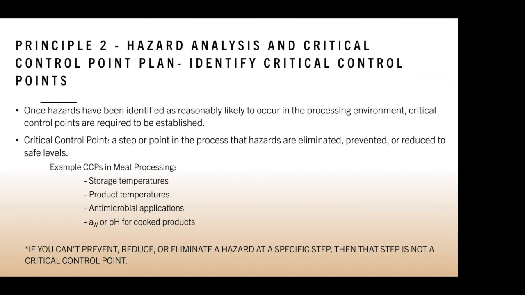Example CCPs in meat processing could be storage temperatures, product temperatures, antimicrobial applications, water activity or pH for cooked products, among many, many others. The very important piece of information on this slide is this. If you cannot prevent, reduce, or eliminate a hazard at a specific step, then that step is not a critical control point.